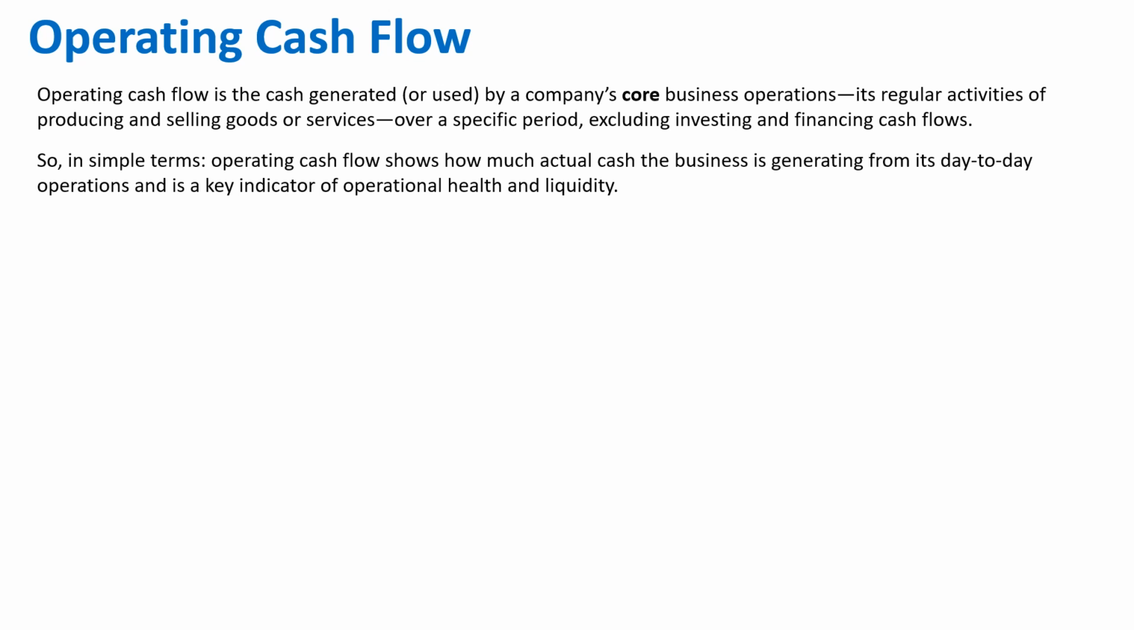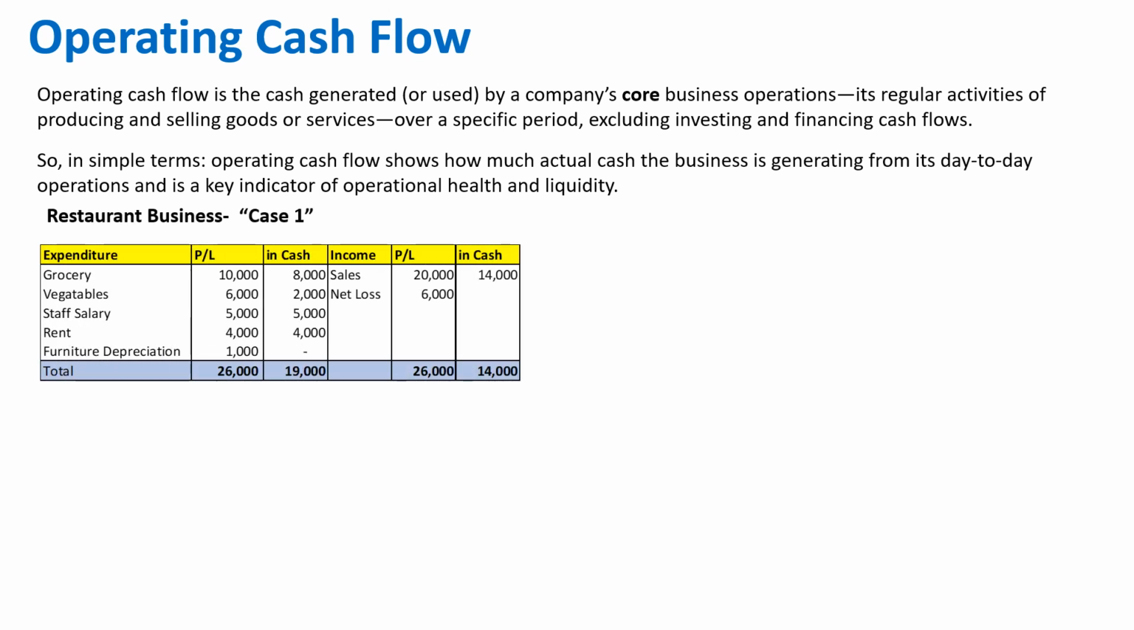So I'm going to talk about one example of a restaurant where you'll get clarity on how this operating cash flow gives data to the shareholder to understand how the business is doing. Restaurant business case one, you can see the expenditure for a restaurant: grocery 10,000, vegetables 6,000, staff salary 5,000, rent 4,000, furniture depreciation 1,000. But there is one more column which I have added, which is in cash. That means out of the P&L amount, how much has been paid in cash.